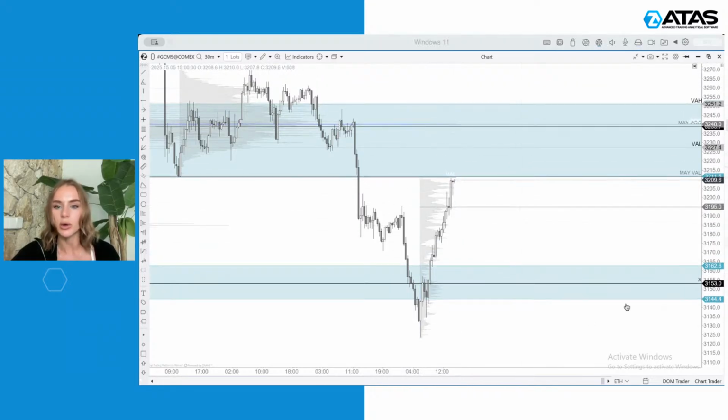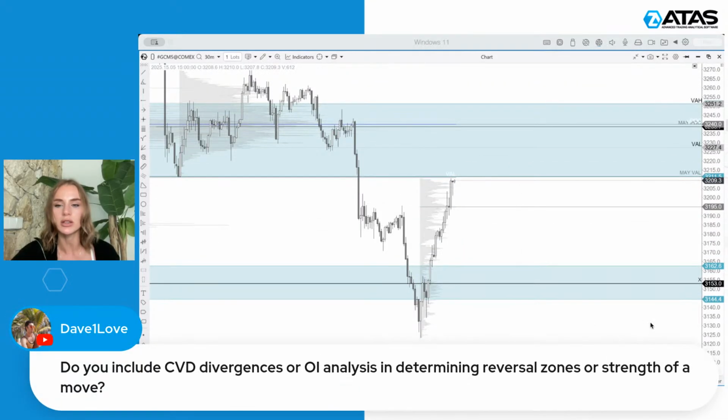Someone was asking a great question. Let me pull it up. Do you include CVD divergence? Yes. You can also look at the cumulative delta divergence as well as open interest for determination of your zones and strengths of move. I love cumulative delta and I use it on the 5-minute time frame and the divergence from this as well.